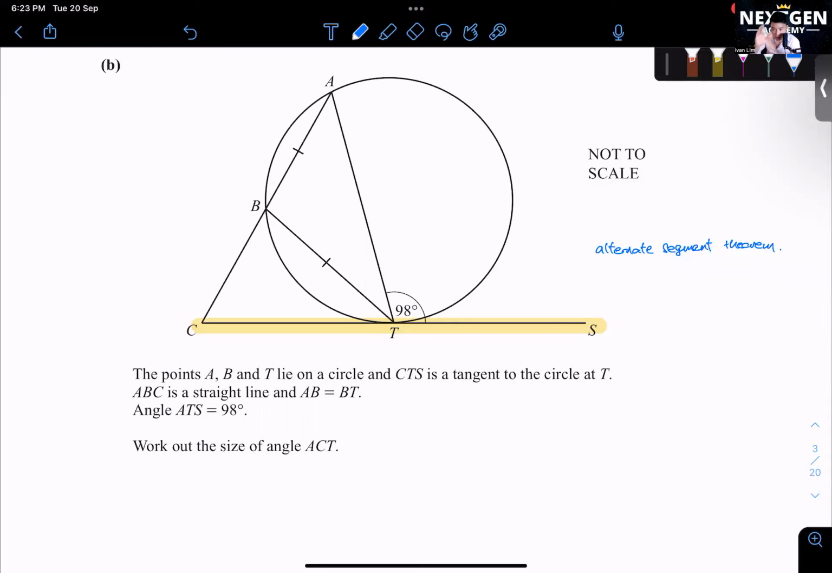You might be thinking, why so confusing, right? This sentence. Just need to think like this. I got a circle. I got a tangent. Inside, I got a triangle.